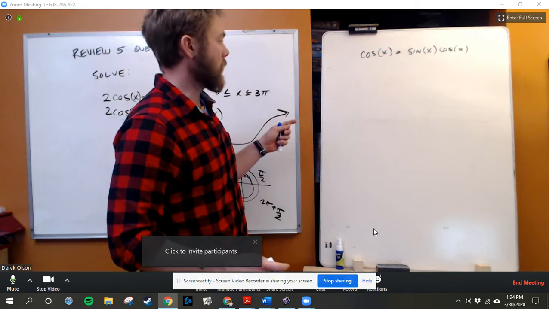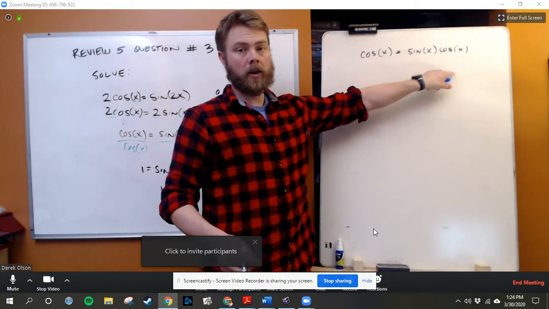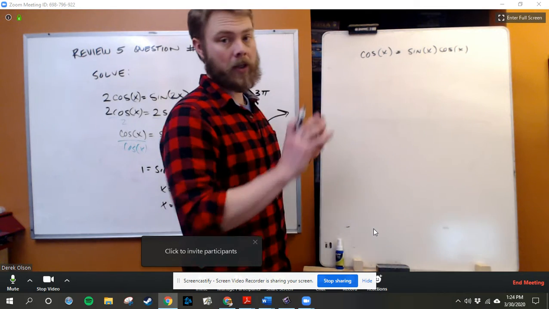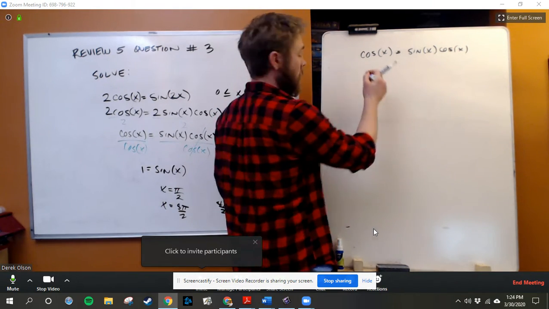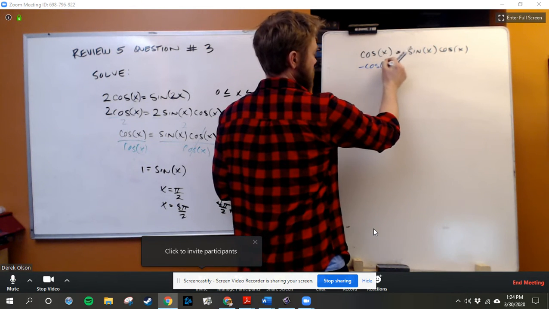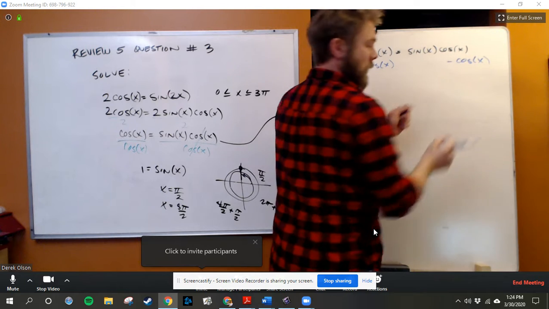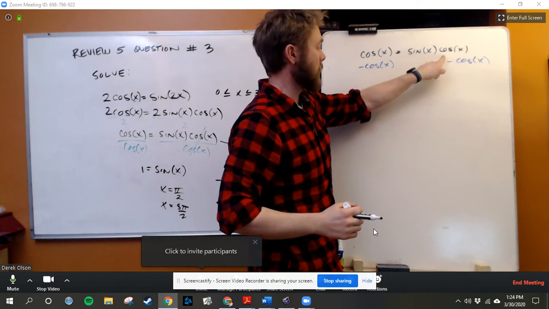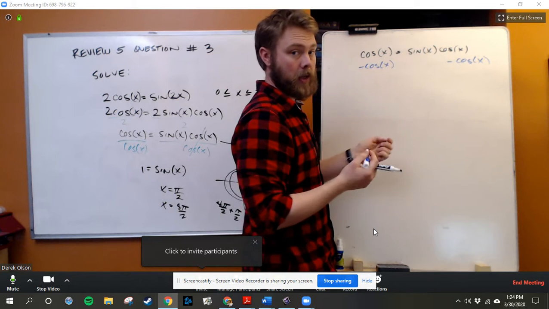So the other way to do this, I just took this one and rewrote it. Cosine x, sine x, cosine x. Let's get all the terms on one side. Instead of dividing by cosine x, we'll subtract it. Now, it's not a like term, so you can't subtract it from this cosine. This is its own thing, so it's just separate.